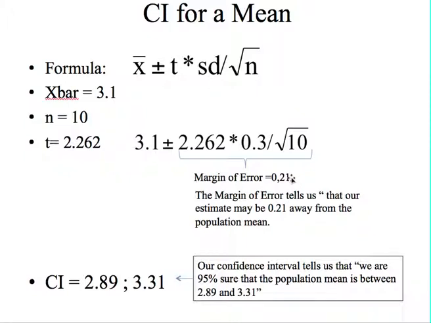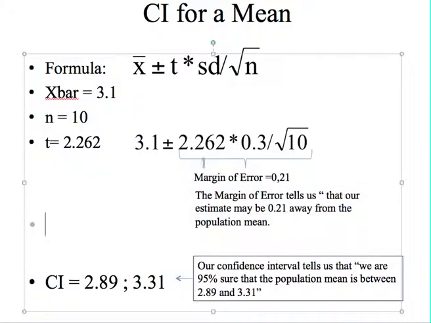And it means that our estimate, we are 95% sure, right? We are 95% sure that the population mean lies within 0.21 points of our sample estimate, right? We're 95% sure that we may be 0.21 away from the population mean.